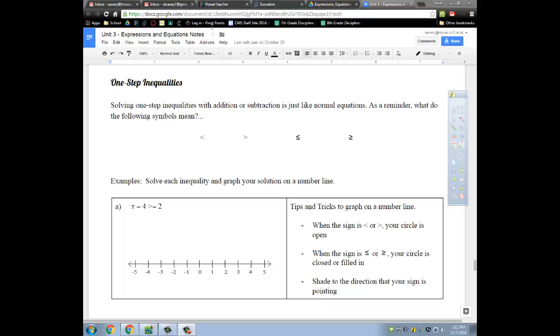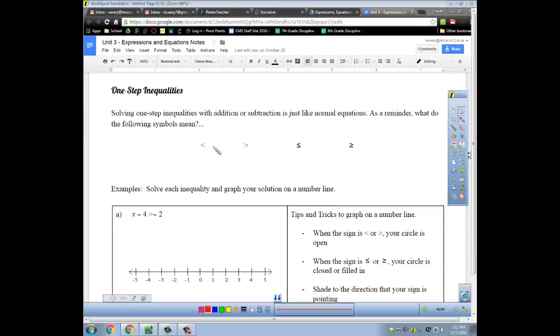Okay, today we're going to be working on solving one-step inequalities, which are only focusing on addition or subtraction. So as a reminder, these are our inequality symbols. This first one means less than. This next one means greater than. The next one is less than or equal to. And the last one is greater than or equal to. So it's going to be really important that you remember what these symbols mean for what we're about to do.